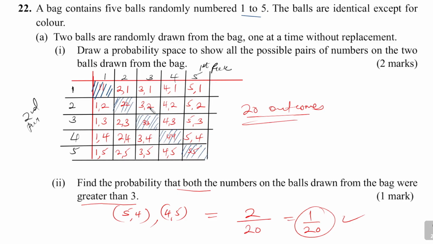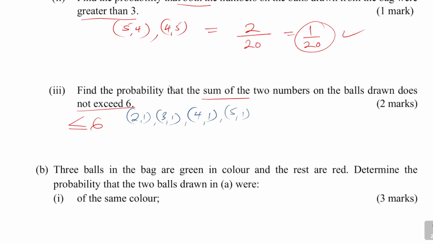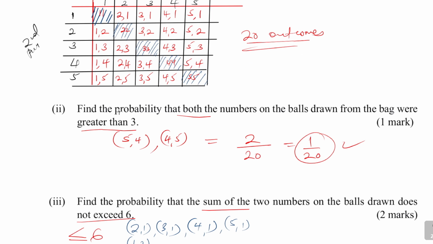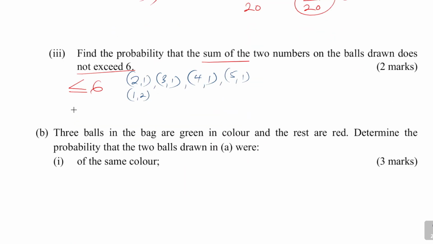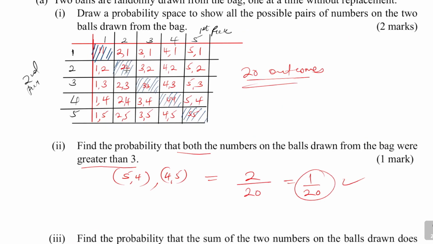We have 1, 2, 3, 2, and 4, 2. So for 5, 2, look at these. For 5, 2, this one is going to give a sum of 7. 5 plus 2 is 7. So that one is not qualified because we need less than or equal to 6. That one gives 7. So it is out.